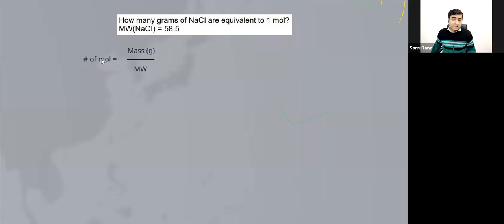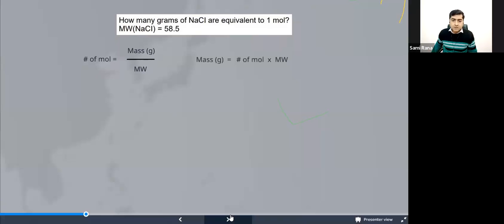Why are we taking everything in mole and gram? Because it's in the question. So we will stay at this level, gram, mole. How many grams of NaCl are equivalent to 1 mole? So this is the formula: number of moles is equal to gram mass by molecular weight.